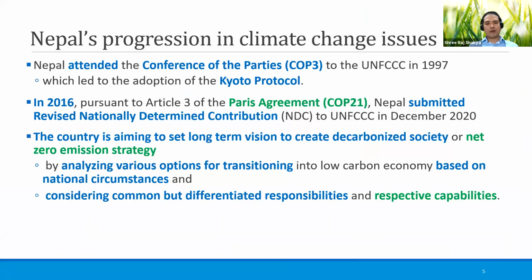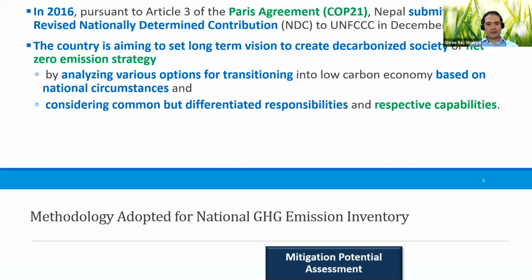Regarding Nepal's commitment to the net zero emission strategy, Nepal has been playing an active role in realizing this commitment, and recently it submitted its revised nationally determined contribution in December 2020. There, the country aimed to set a long-term vision to create a decarbonized society and a net zero emission strategy, by analyzing various options for transitioning into a low carbon economy based on national circumstances, and of course considering common but differentiated responsibility and respective capabilities.